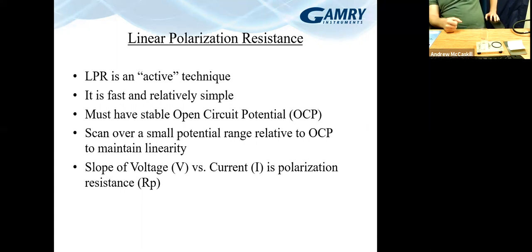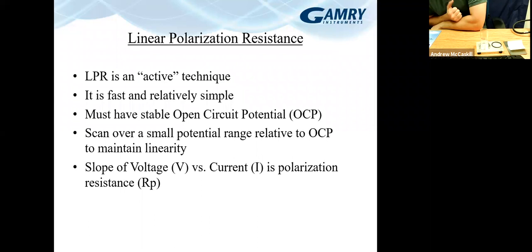Then we're going to scan over a very small potential window, about 10 millivolts on either side of the open circuit potential, in the anodic and cathodic directions. The reason we're scanning just a few millivolts on either side is so that the response remains essentially linear. Electrochemical systems are highly nonlinear, but if you stay close in this range, you get a linear response that makes the data analysis and the math much simpler.